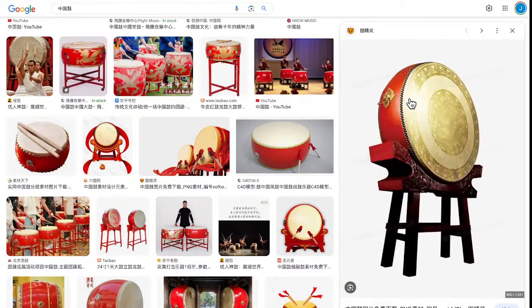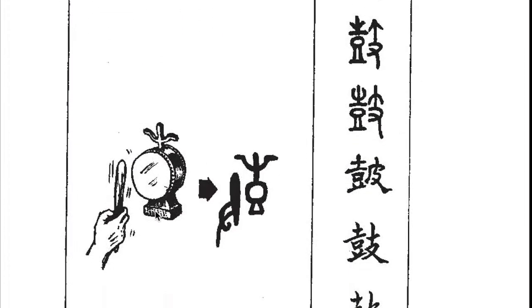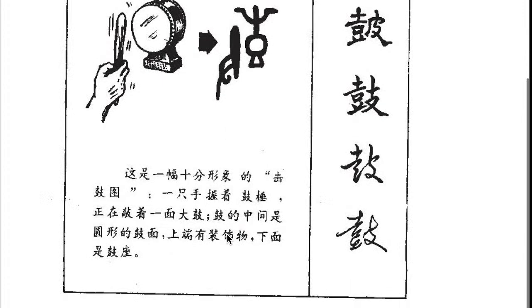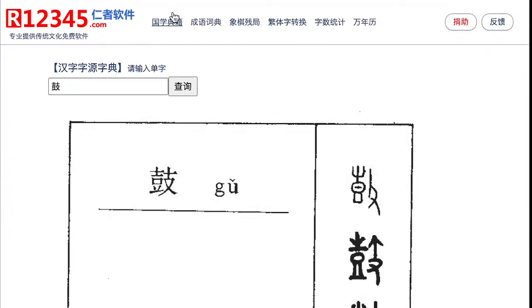Okay, so I should put this in the description later. You can see that they put it basically on a stand kind of thing. So basically this is how this character looks. You put it on a stand like that, and then on the side you can see it looks like a hand holding a stick that you knock on the drum. So this is how this character is built.